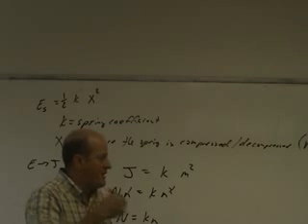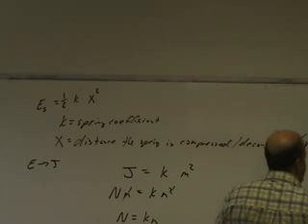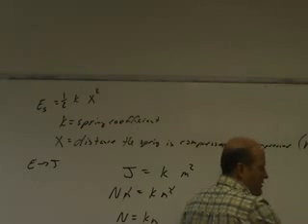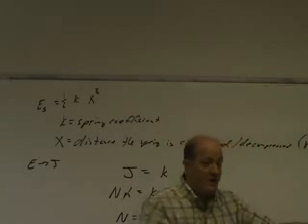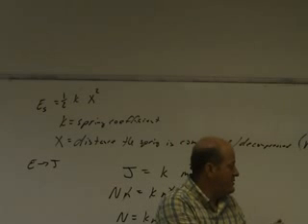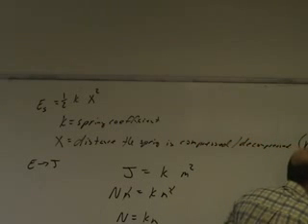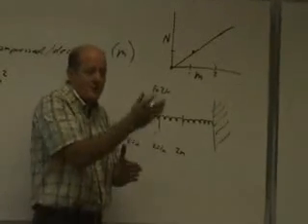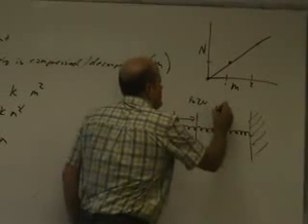Okay. Let me put the numbers on here. So let's say the force is equal to 2 newtons for this spring. So if you compress it 1 meter, this is a big spring, 1 meter, and you get 2 newtons, then we know at 2 meters the force is what? 4 newtons. It's linear. Okay.